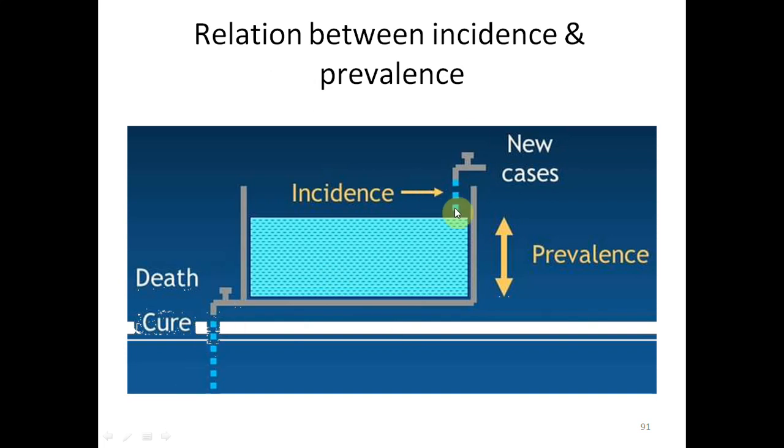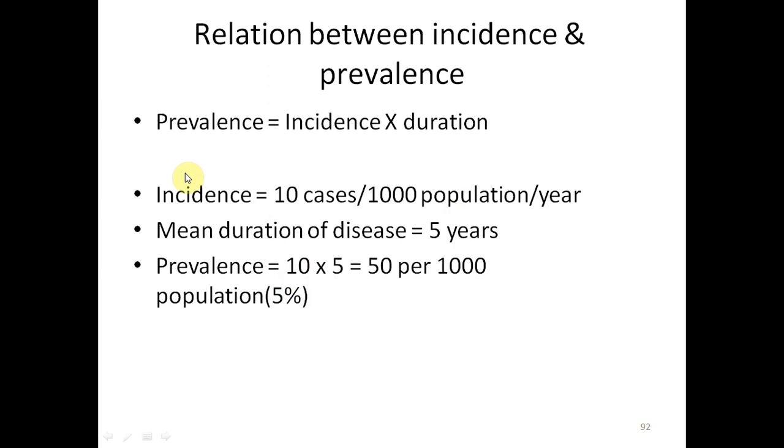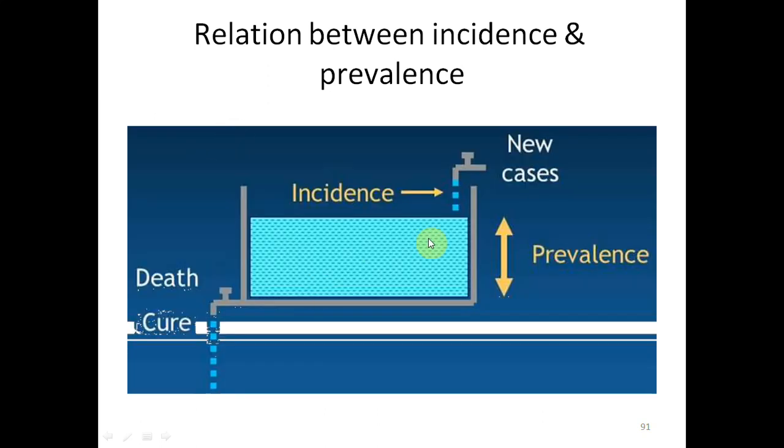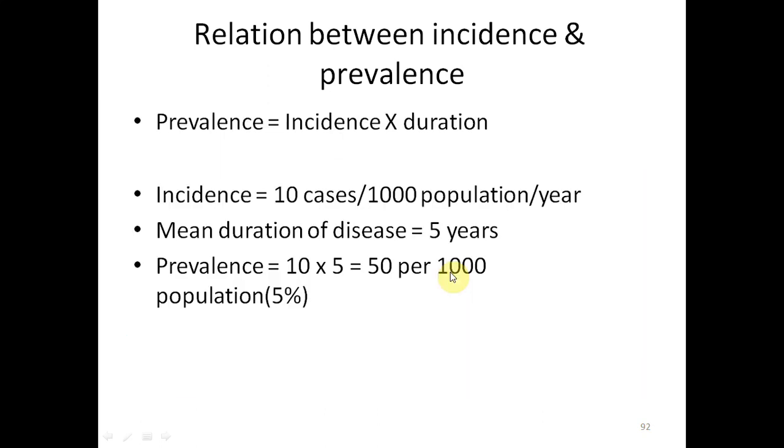So incidence and prevalence have a relationship. Prevalence is always high. Prevalence is incidence times duration. So if incidence is 10 cases per 1000 population per year, it will always be expressed like this: time as person year, time frame, population and new cases. With a duration of 5 years, prevalence will be 50 per 1000, or 5%. So you can calculate if one is missing: if prevalence and duration are there, you can calculate incidence, and likewise.